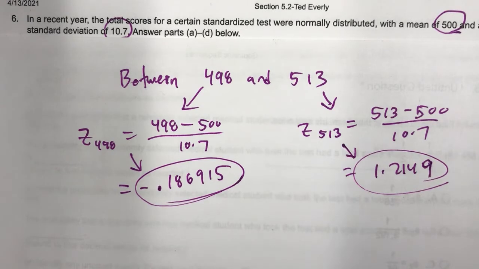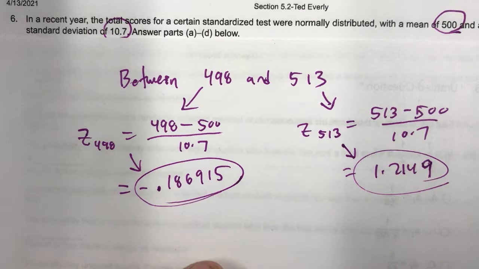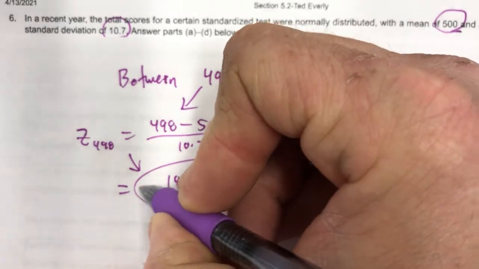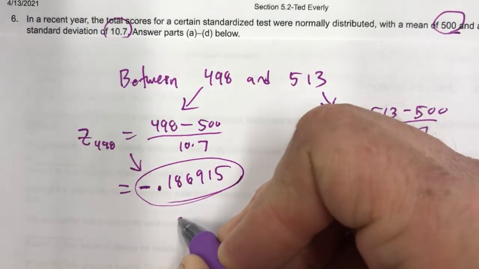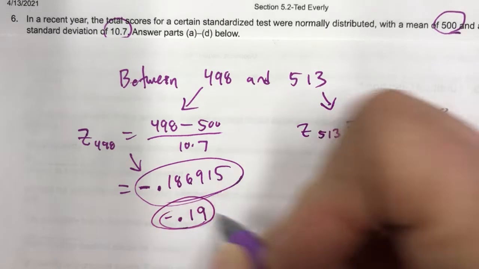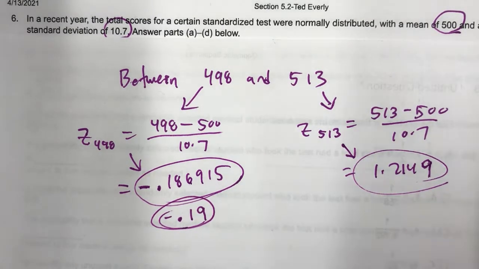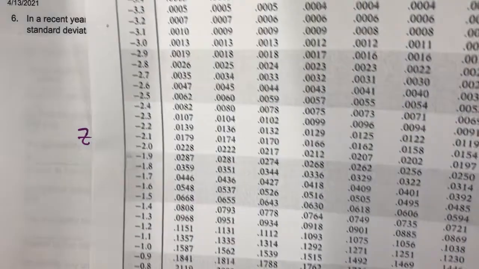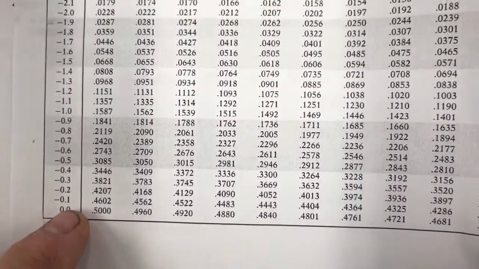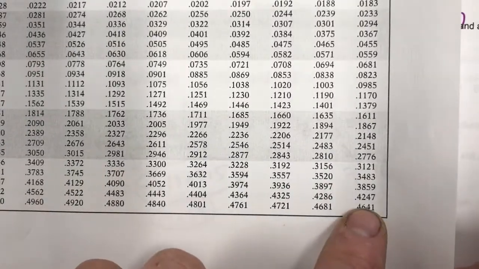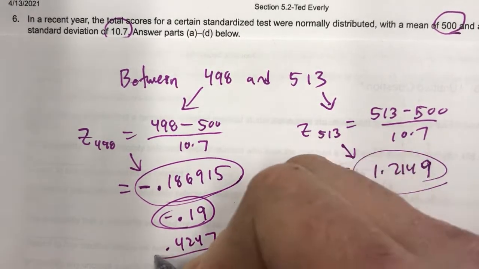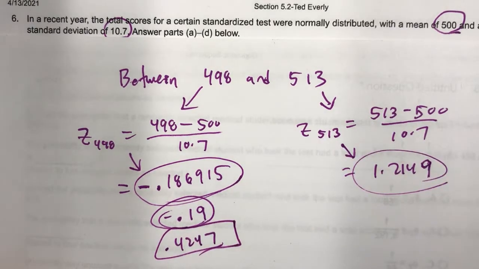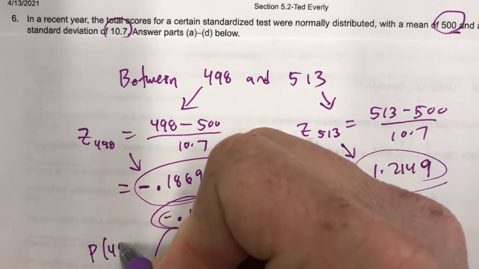All right, now let's look up these z-scores on the table. Okay, now I think this was negative, right? So negative 0.18, this 6 makes the 8 go up to 9, so negative 0.19 is what I'm going to look up. Negative 0.1, there's negative 0.1, and 9 is the very end right here. 4247. All right, this is what I get from the table. So that's my probability, 498.